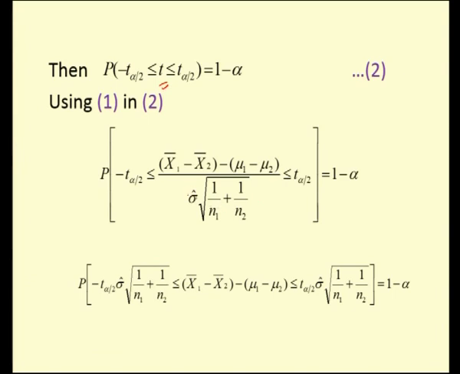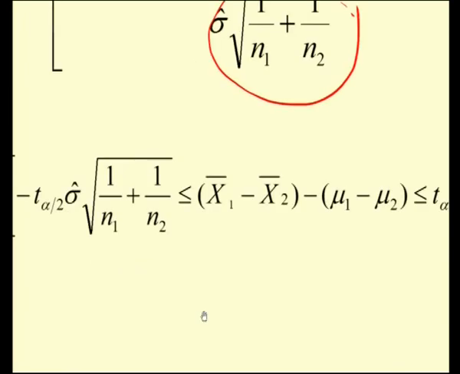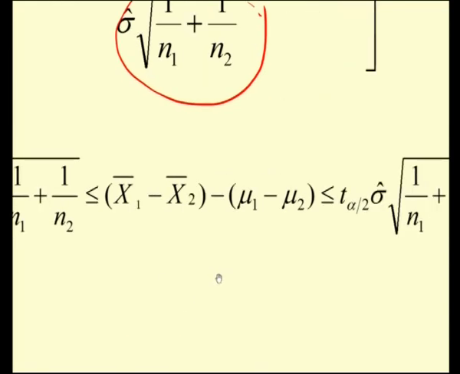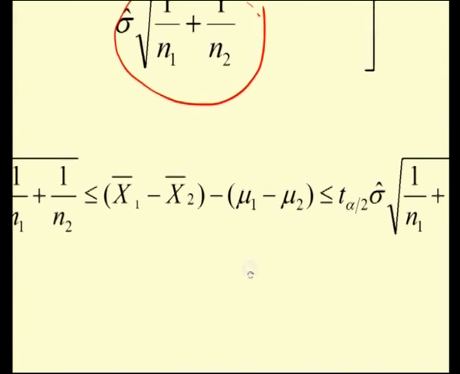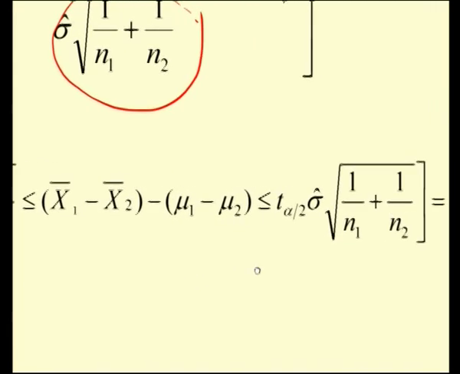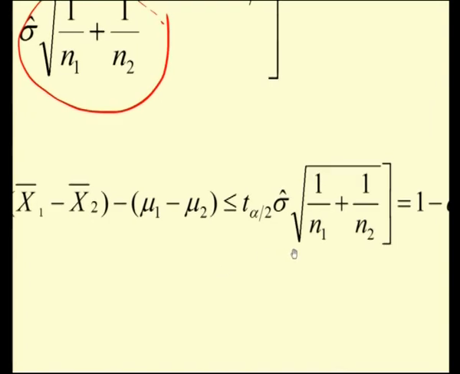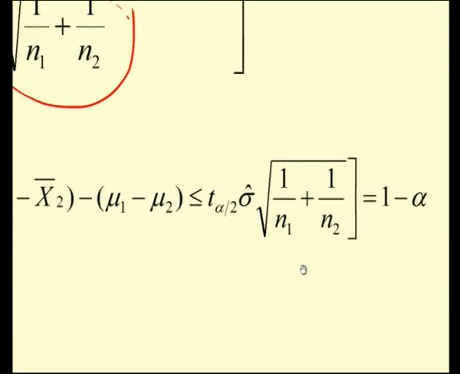Now, as before, multiply either side by sigma cap into square root of 1 by n1 plus 1 by n2. So, the equation reduces to minus t alpha by 2 into sigma cap square root of 1 by n1 plus 1 by n2 less than or equal to x1 bar minus x2 bar minus of mu1 minus mu2 less than or equal to t alpha by 2 into sigma cap square root of 1 by n1 plus 1 by n2, which is equal to 1 minus alpha.